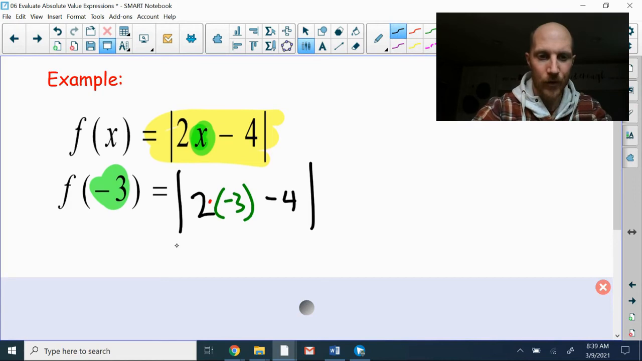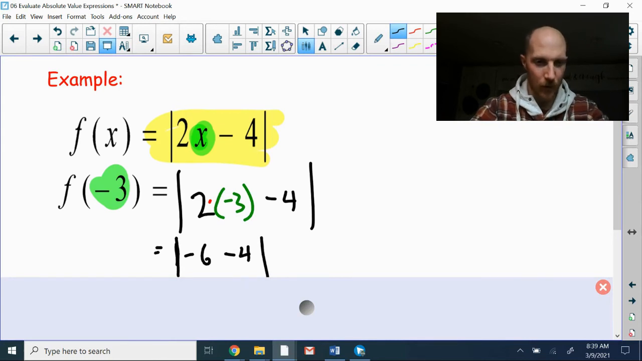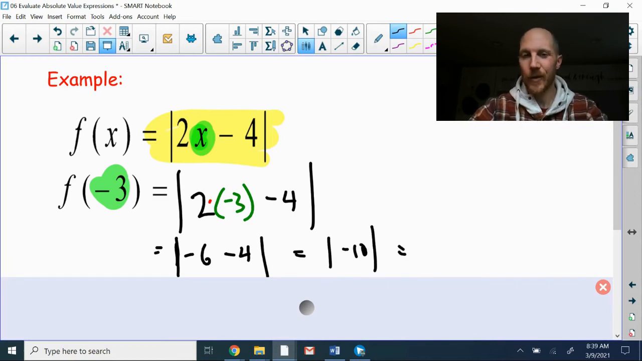Okay, so 2 times negative 3 is negative 6, and then I'm going to subtract the 4. Make those absolute value lines look like absolute value lines, otherwise they get confusing and look like ones. So inside those absolute value lines, subtract negative 6 minus 4, it's negative 10. And then I do the absolute value of negative 10. It is 10 spaces away from 0 on the number line. So final answer, positive 10.